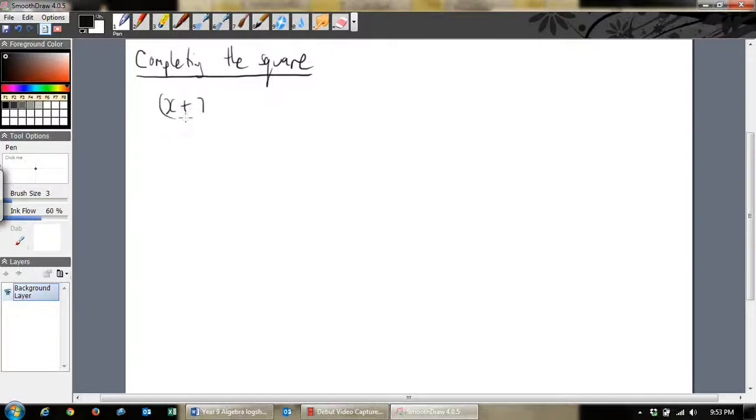What's x plus 7 squared? We learnt before that if there's a squared term, it's the first term squared, plus the two terms multiplied by each other. So positive 7 times x is positive 7x, and then you times it by 2, so you get 14x. And then the last term squared, 49. Okay, so that's x plus 7 squared.